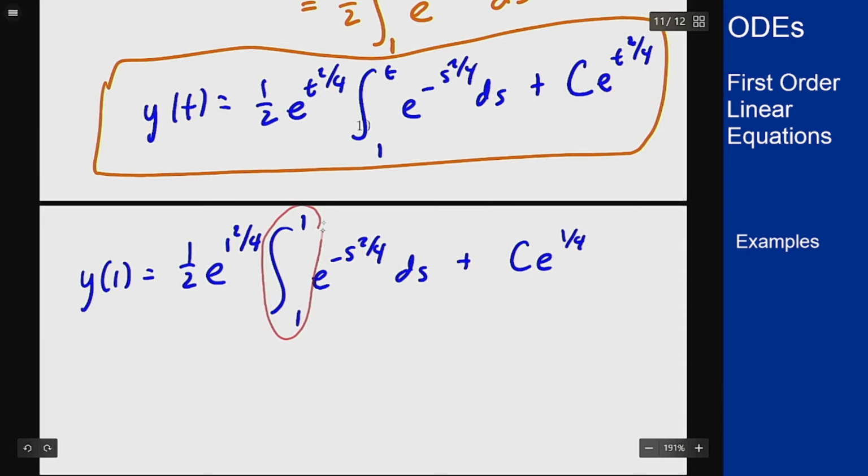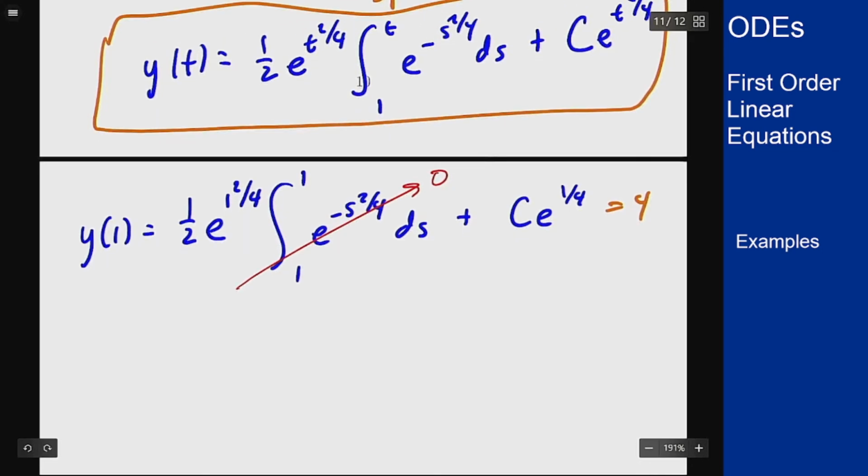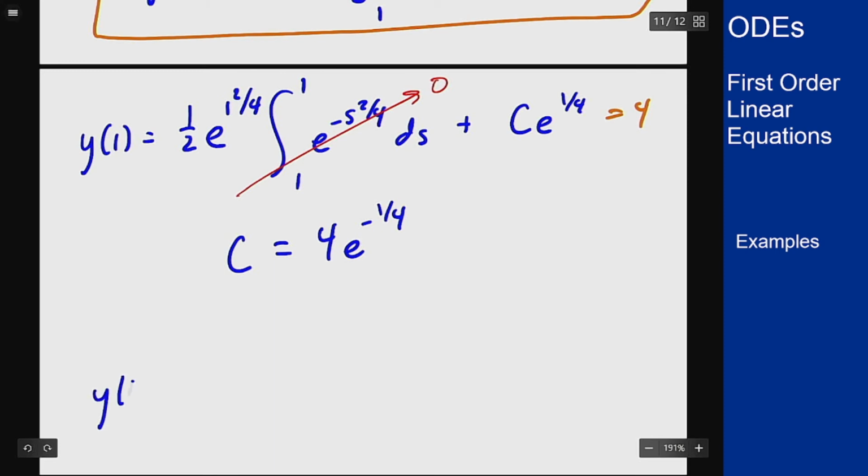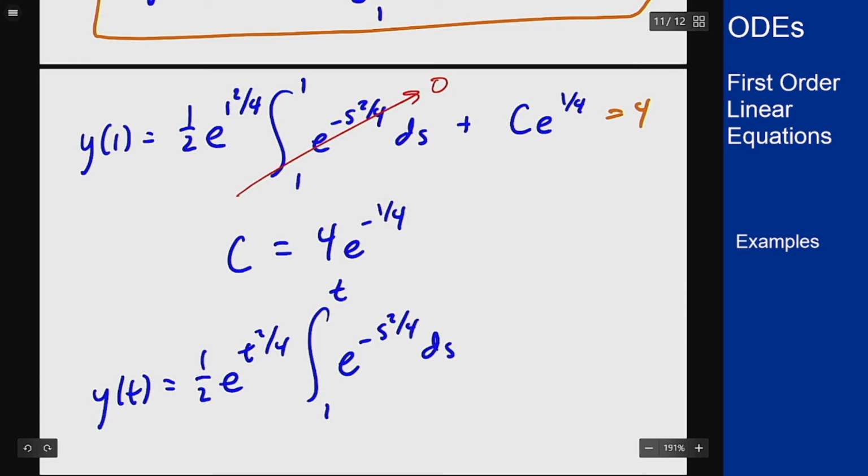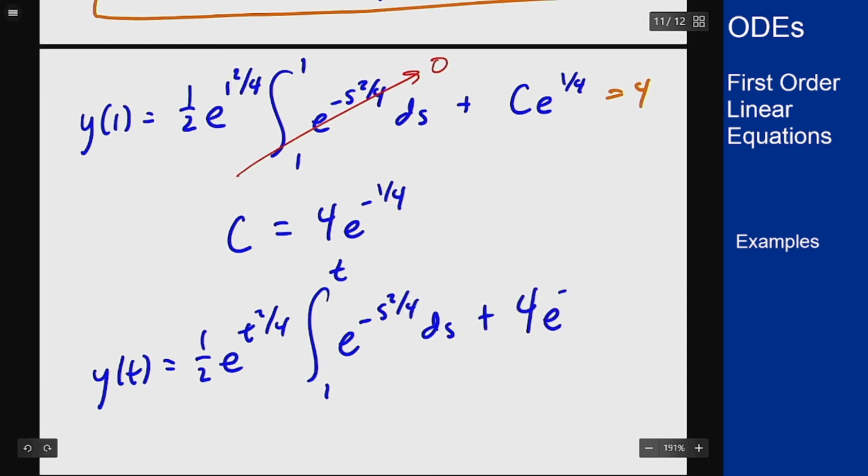Now we notice right here, because I picked 1, the value that I have for initial condition, as the lower limit, this integral goes to 0. And this entire term now goes away. And since I want this to equal 4, I then know that c needs to be 4 e to the minus 1/4. So I can then plug that in and get that my function y of t is going to be 1/2 e to the t squared over 4 integral from 1 to t of e to the minus s squared over 4 ds plus 4 e to the minus 1/4 e to the t squared over 4.